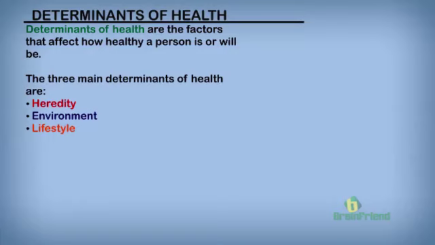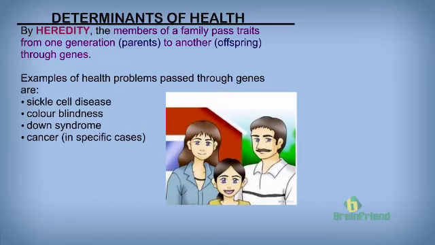Now, there are factors that affect how healthy people are or can be. These factors are known as determinants of health. There are three main determinants of health. They are heredity, environment, and lifestyle. We'll take a quick look at each of them. By heredity, this means that the members of a family pass traits from one generation to another through genes. For example, a particular health condition can be passed from grandparents to parents and from parents to children.